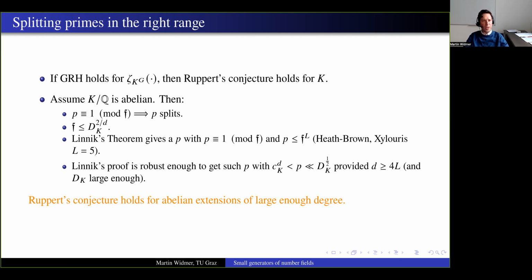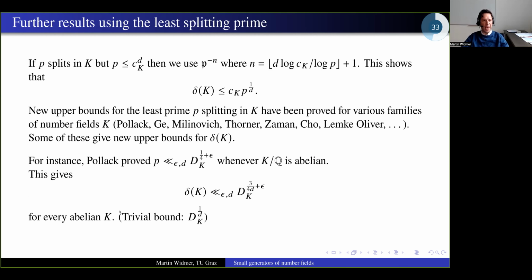Okay, so what can we do if we have a small splitting prime, but the prime is too small? Well, of course, you can look at the ideal or the lattice p to the minus n, and you just choose n sufficiently big in order to reduce the determinant of the lattice appropriately. And without any further knowledge, immediately what you get is an upper bound for the delta invariant of the form C_K times p to the 1 over d.